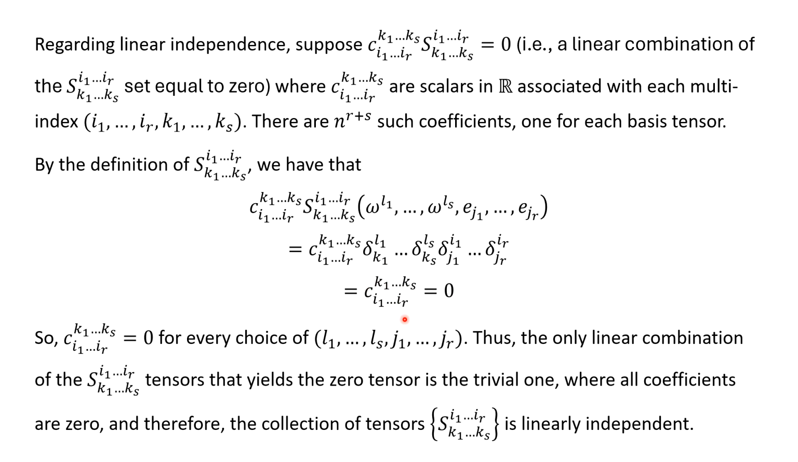And then once we've shown this is equal to 0 in every case for all these different choices of indices, then that means that any linear combination of these tensor vectors equal to 0 implies that all the coefficients equal 0, and that means they're linearly independent. Okay, so we have one more thing to prove. We need to show this is a spanning set for our tensor space. We'll do that on the next slide.